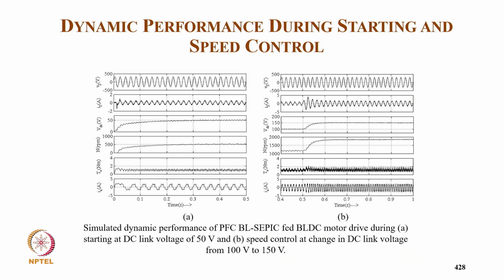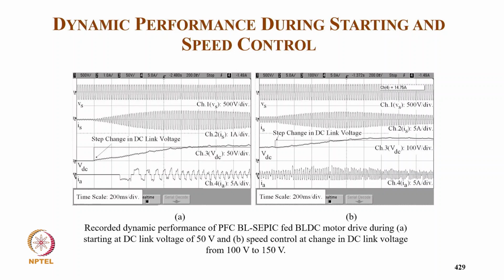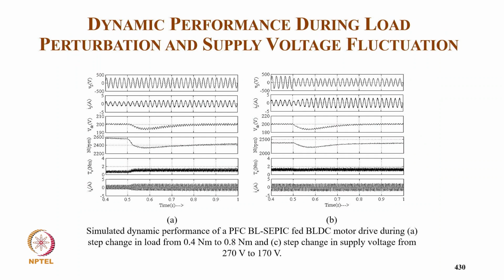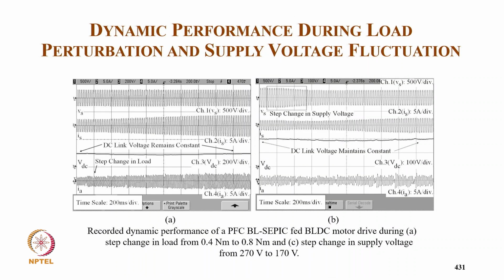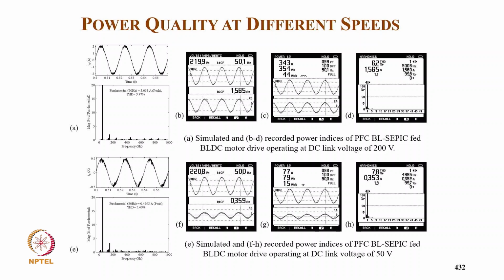Similar results for starting at 50 volt DC link, and supply voltage remains sinusoidal and in phase with the supply current, and the DC link voltage is for speed control. Then the experimental waveform for the same 50 volt DC link starting, and then the DC link voltage control for speed control, 100 volt to 150 volt. Then the load change, 0.4 Newton meter to 0.8 Newton meter, and the step change in supply voltage to 270. So the DC link voltage control will cover the performance, and the experimental result for load change and supply voltage change.